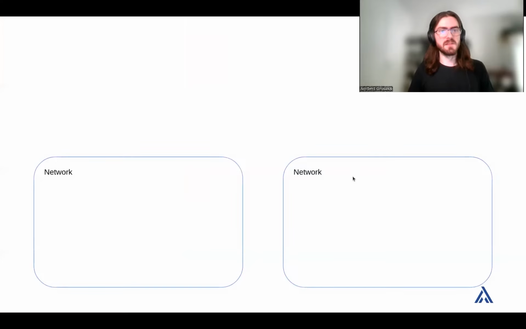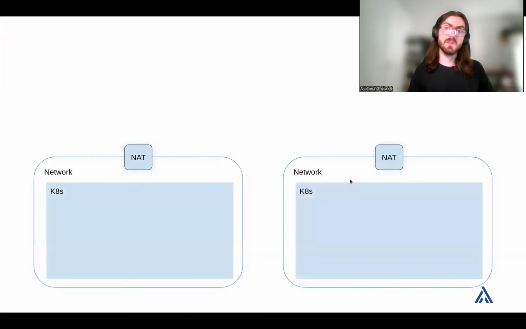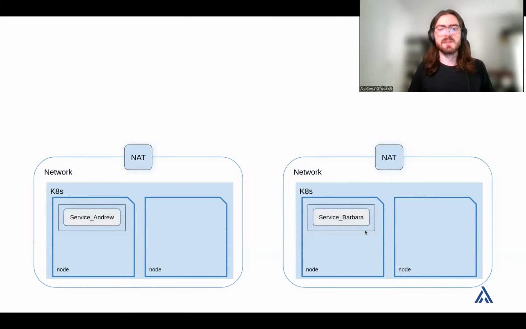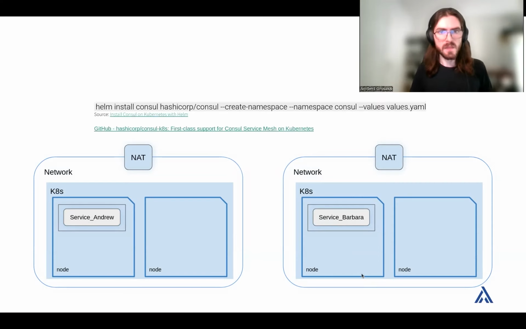So again, we have our two private networks. We have our NAT gateways, and we deploy Kubernetes in them because we want to deploy a bunch of stuff. So we're going to use Kubernetes for that. And we have two nodes for each cluster and our service Andrew and service Barbara. And at this point, nothing really changed. They still cannot connect.